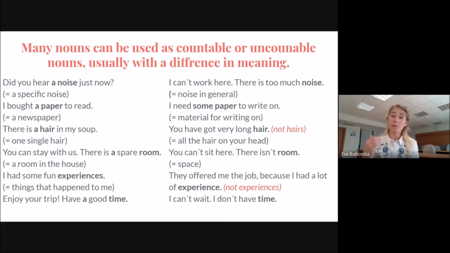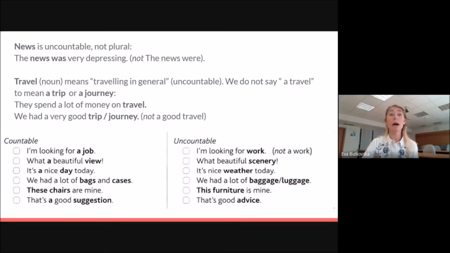Please now take a moment, read again, and think about these nouns and their meanings. So what does it mean? A noise and noise. Please, if you have any questions, now is the time to ask. Okay, if not, let's move on to the last slide of today's lesson and let's talk about more exceptions or more things or more nouns you should know.